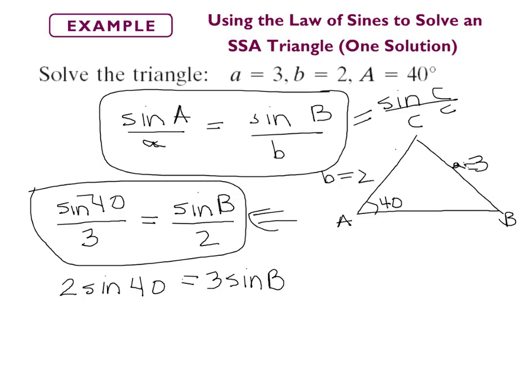Divide both sides by 2? Why? No, we want to get sine B by itself. So I have to divide by 3, not 2. Now, how do I find B? Okay, so sine of B is equal to 2 sine 40 over 3. But I need to know what B equals. I want B equals something. How do I find that?